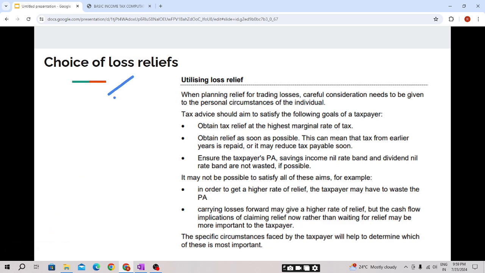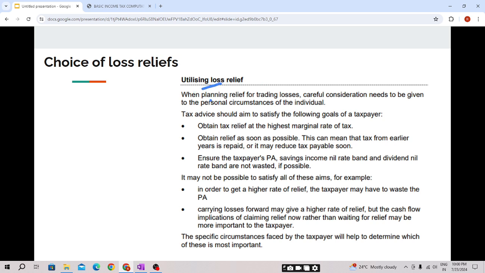Now coming to the choice of loss relief, utilizing loss relief. So students, we have seen many types of loss relief. Now we need to see what are the factors which will affect the choice of the relief. As we have discussed, we need to claim the relief where we pay higher tax as soon as possible or where the PA is wasted. Now we will be studying in more detail.